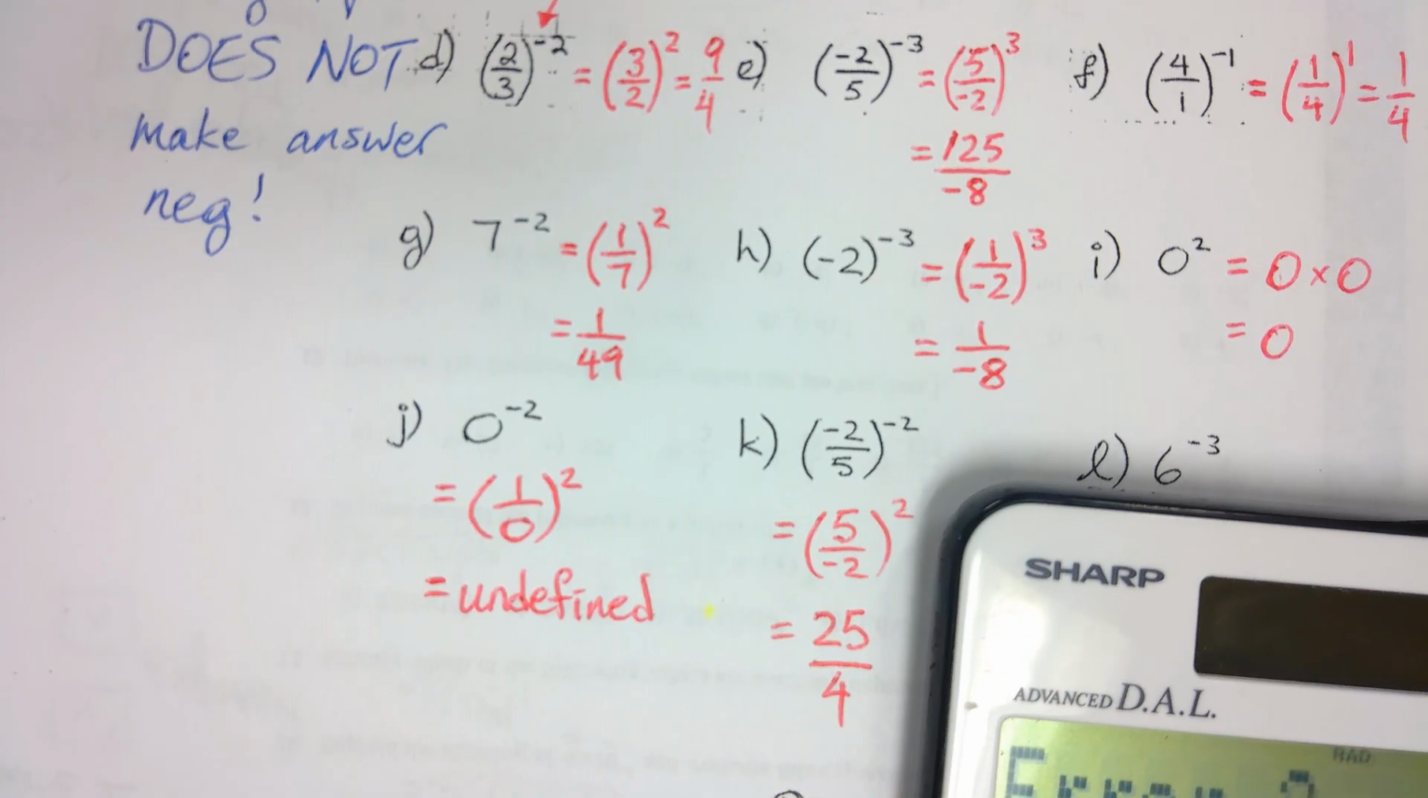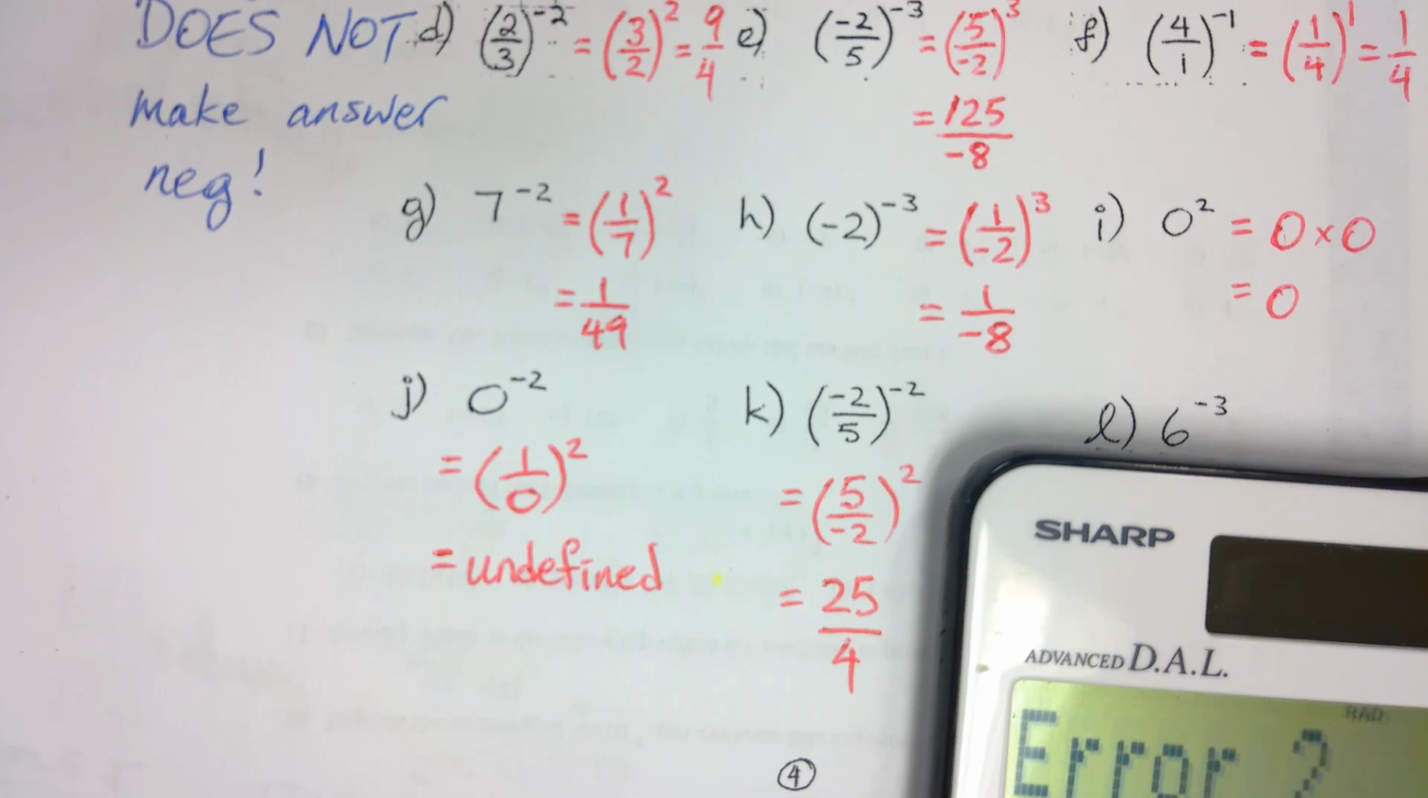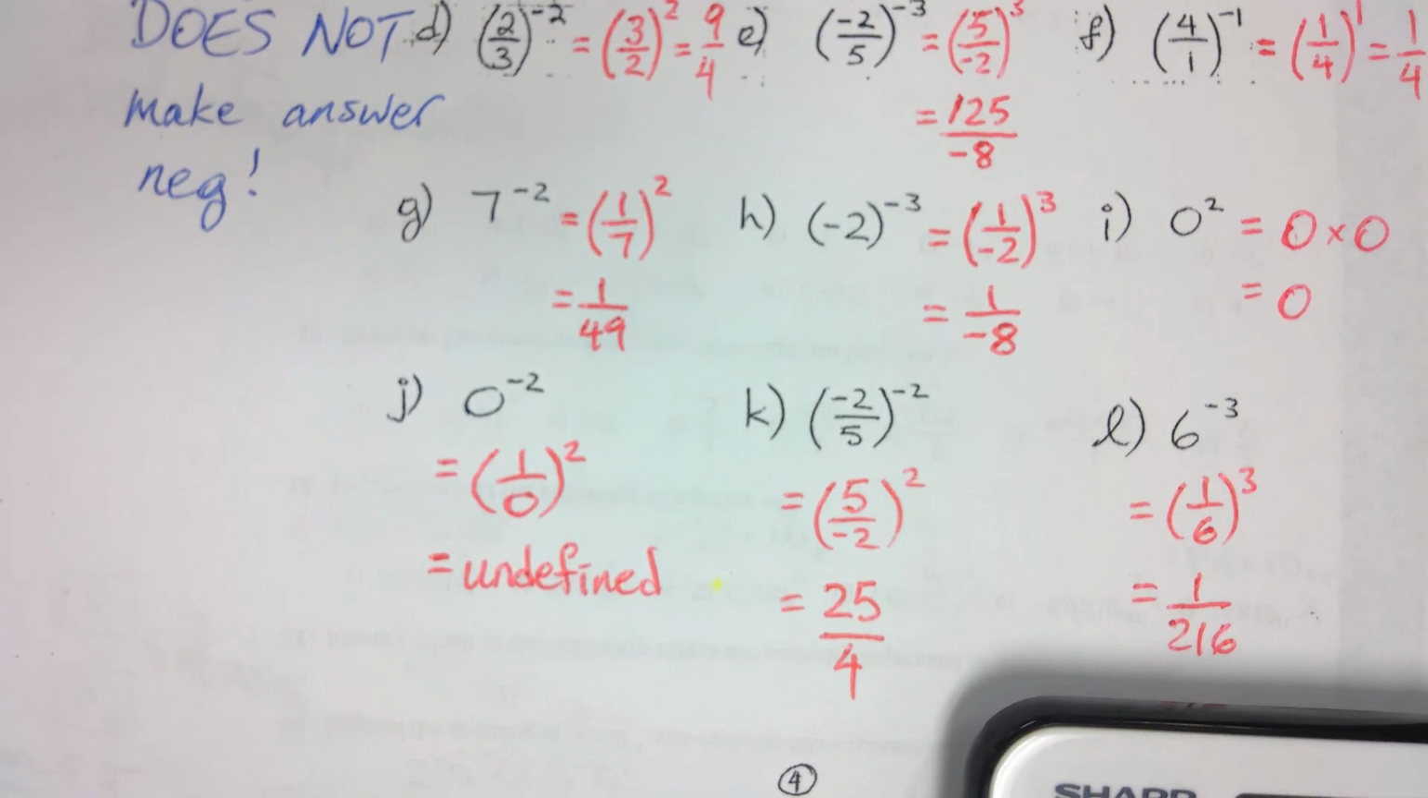What about L? Jason? 1/216. Good. 1/216.